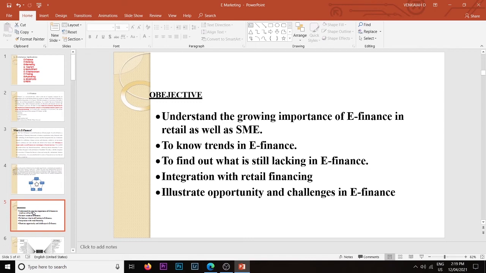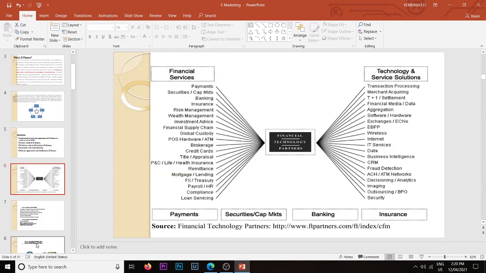Illustrate opportunities and challenges in e-finance. So day by day, the economy is growing, necessities are growing, challenges are growing, and from the challenges, e-finance companies are finding opportunities and serving society with their innovative ideas. And look at what the services and the technologies we use may be.